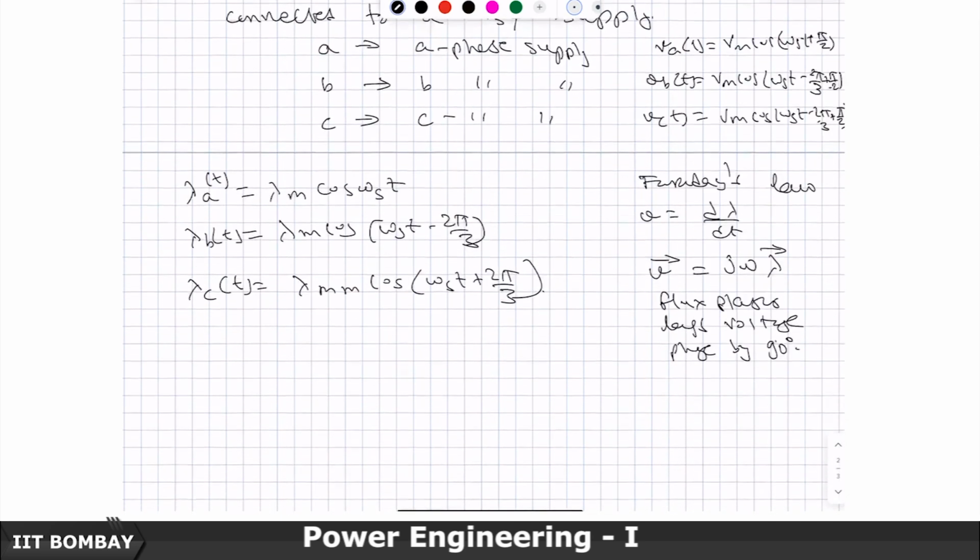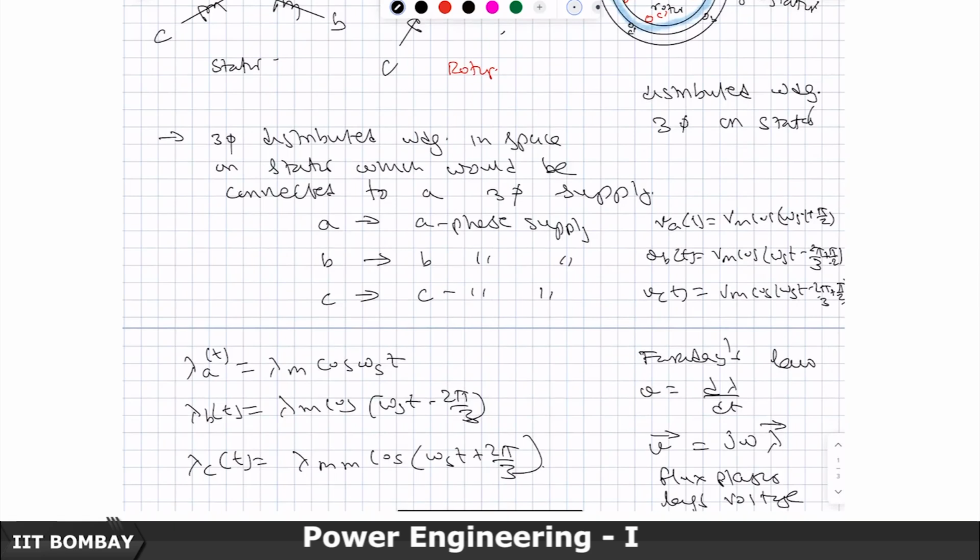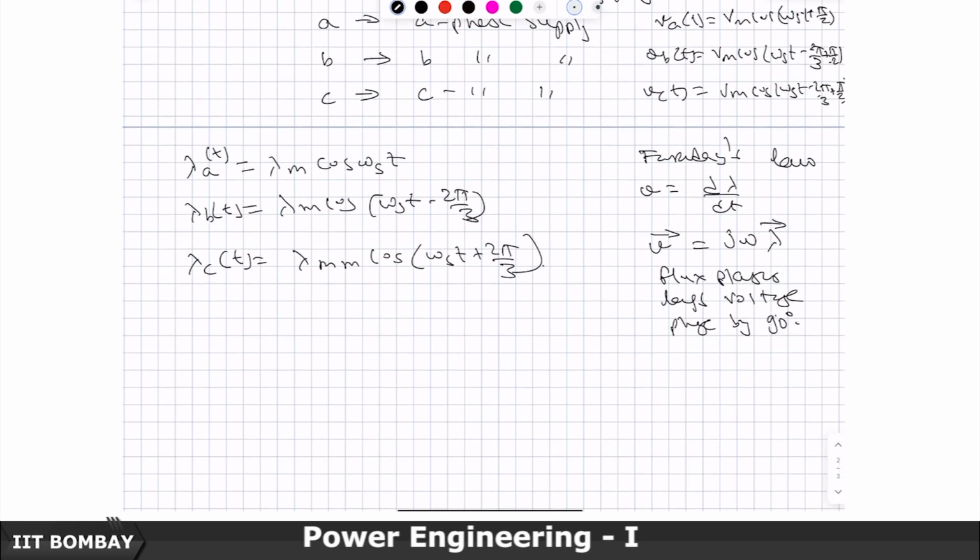Now, a 3-phase winding distributed in space, which would be connected through to a 3-phase AC supply. Consequence of it is that it creates a rotating MMF wave, something we have seen in an earlier lecture also. Without doing again the derivation, we will recap.